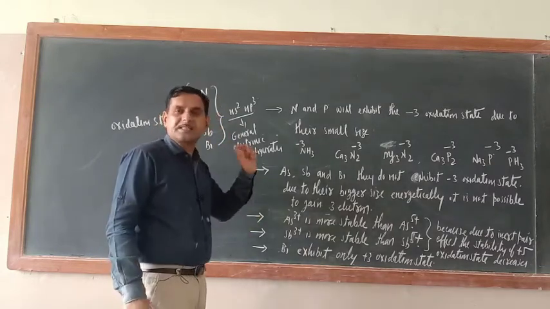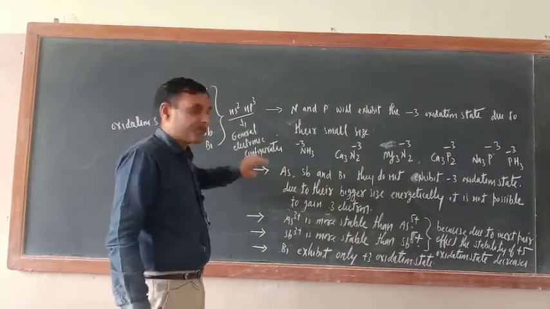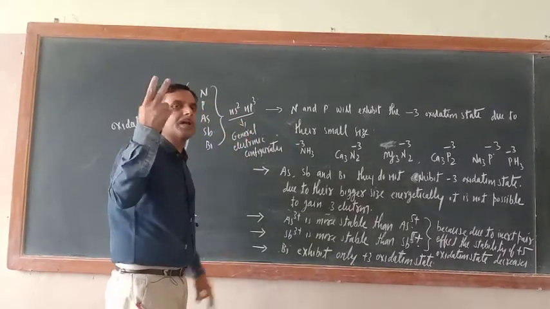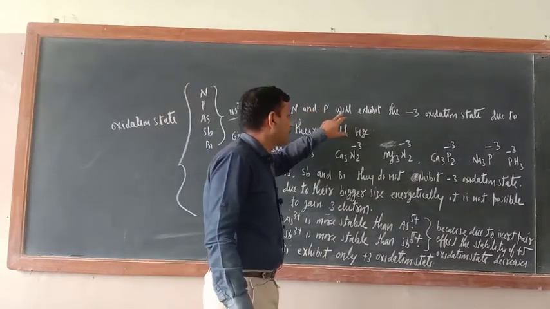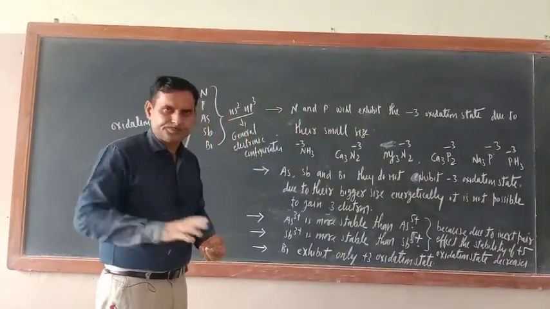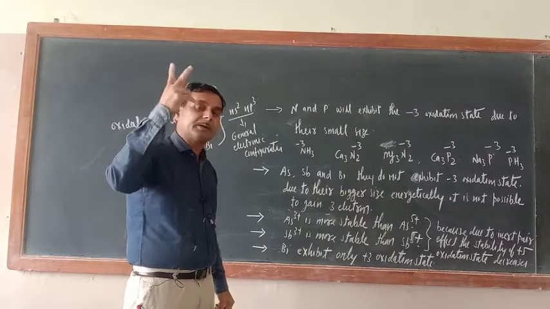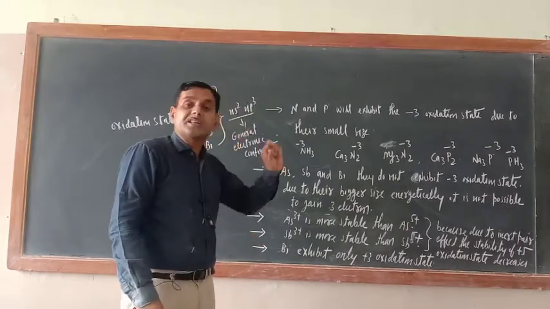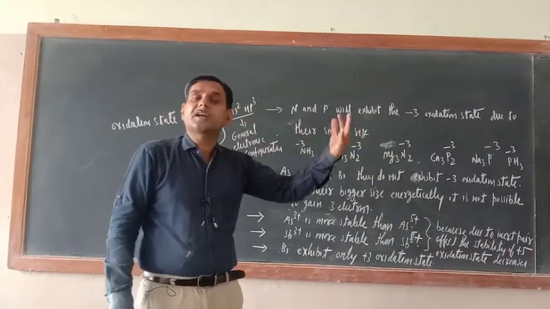Chemistry is the subject of exceptions. Chemistry is the subject of conditions. Just see, -3: of course 3 electrons they will gain, but only 2 elements will gain, that is nitrogen and phosphorus. Nitrogen and phosphorus will exhibit the -3 oxidation state due to their small size. The -3 oxidation state will be exhibited by 2 elements only, nitrogen and phosphorus. Why? Because their small size is there and they will gain 3 electrons very easily.